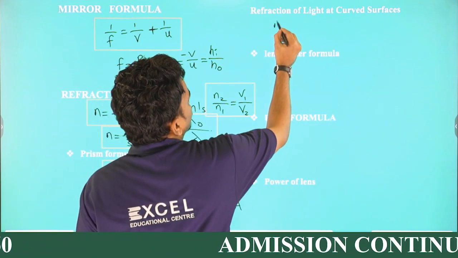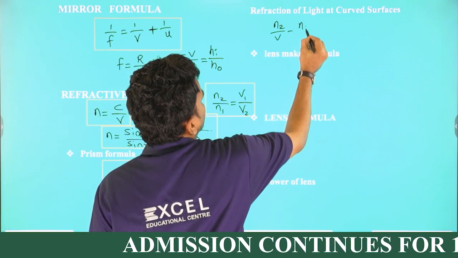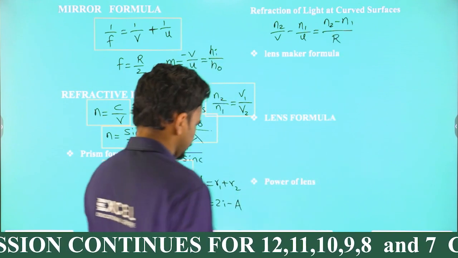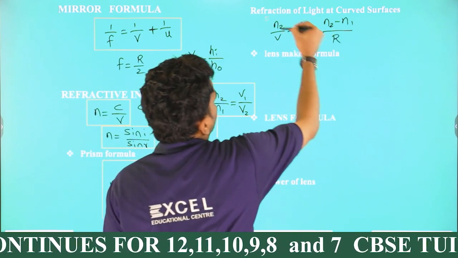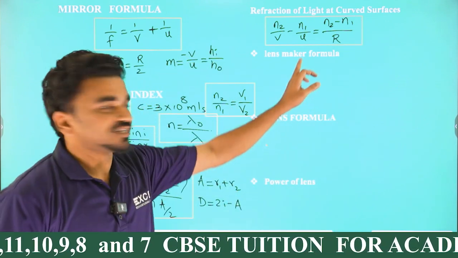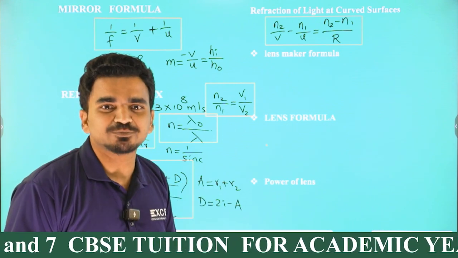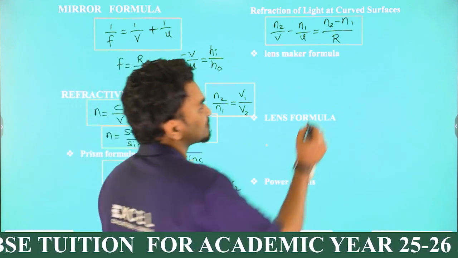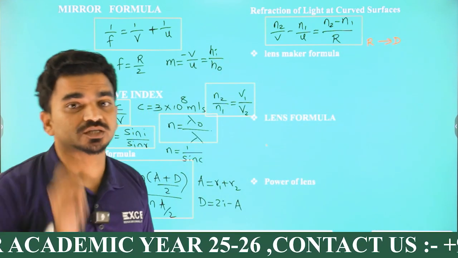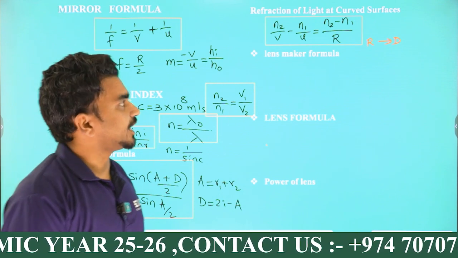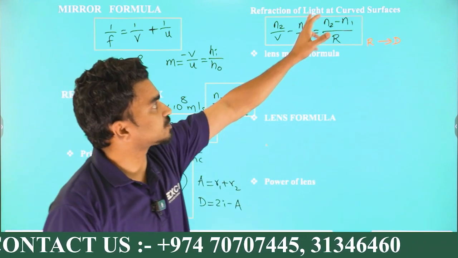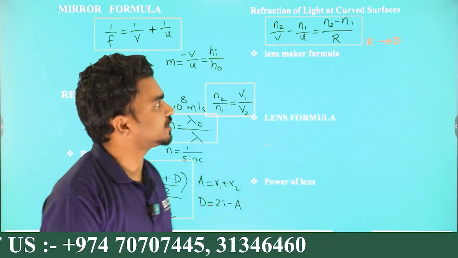So that's the formula: N2 by V minus N1 by U is equal to (N2 minus N1) by R. That's the formula for refraction of light through a curved surface. Keep in mind that this formula is valid when light is moving from rarer to denser. N1 means the refractive index of the surrounding medium. N2 means the refractive index of the spherical surface. Keep that idea in mind.